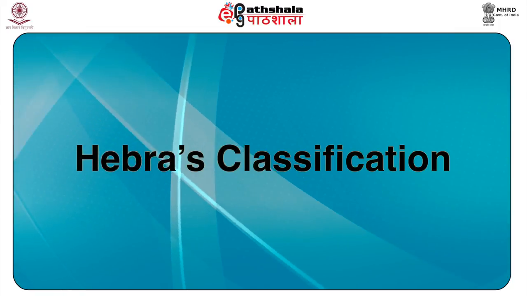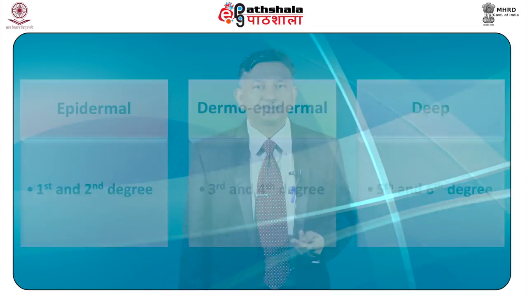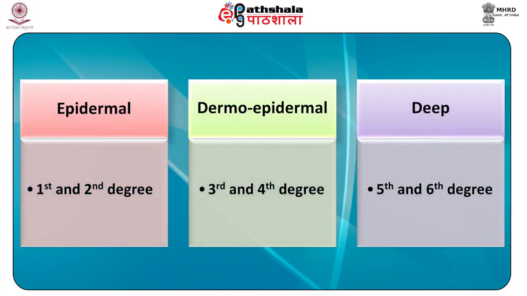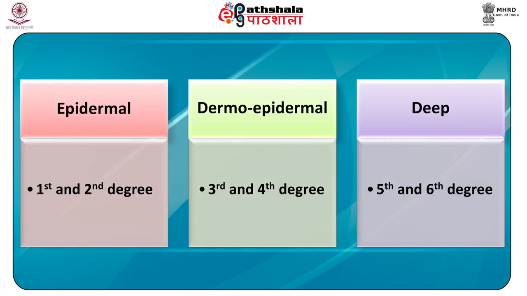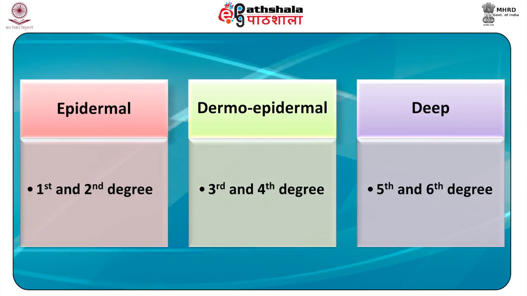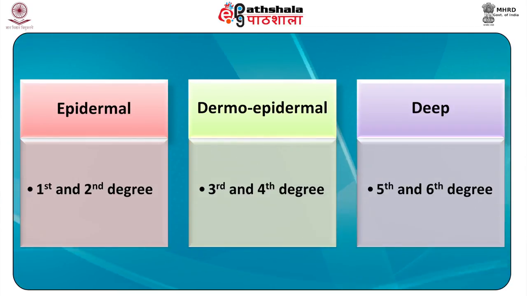The third classification is given by Hebra, and according to this, the burn injuries can be categorized into three only by clubbing together the injuries as classified by Dupuytren. That means epidermal, dermoepidermal and deep. First and second degree comprise the epidermal burns, the third and fourth dermoepidermal, and fifth and sixth the deep burns.